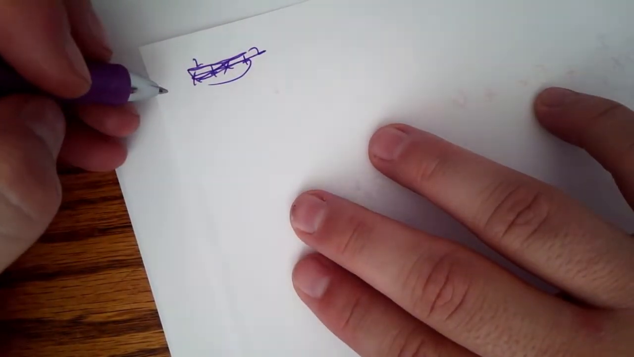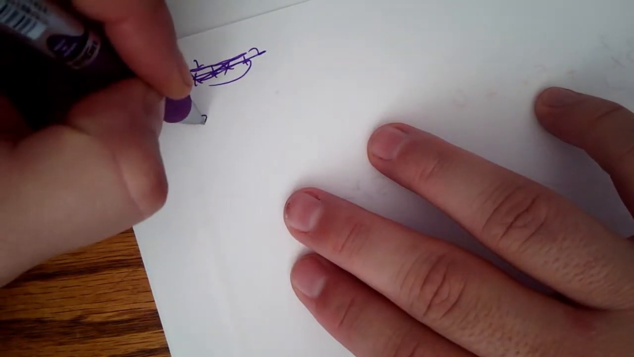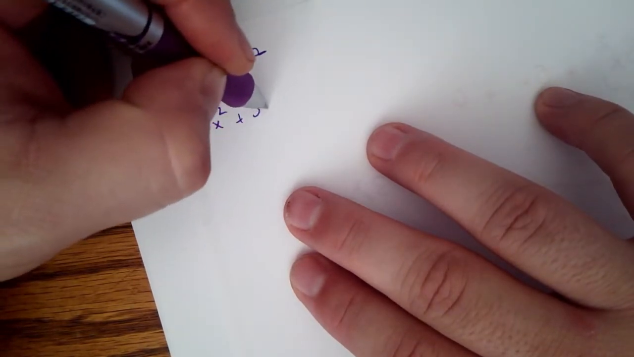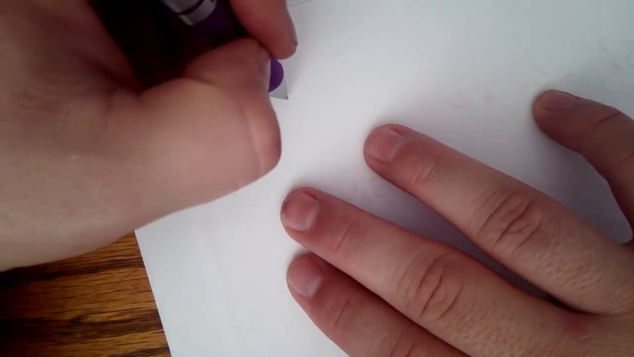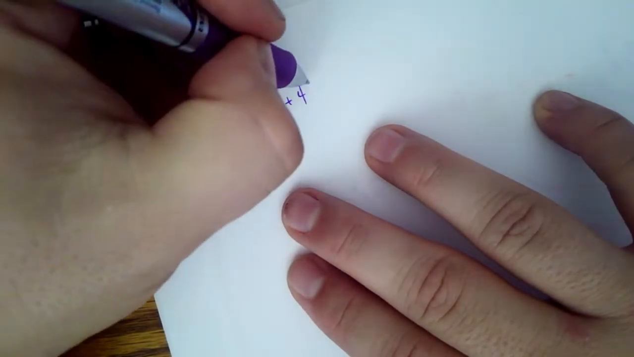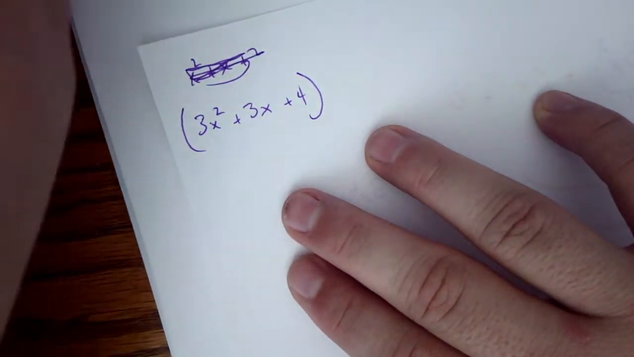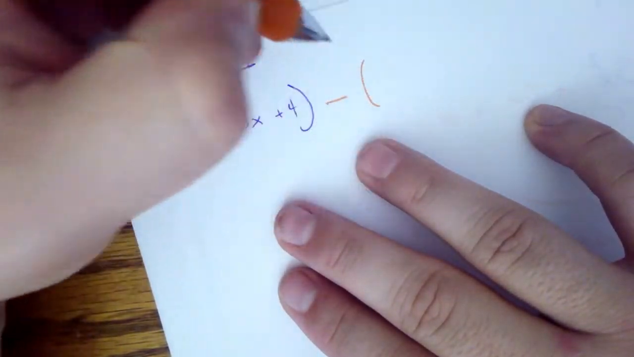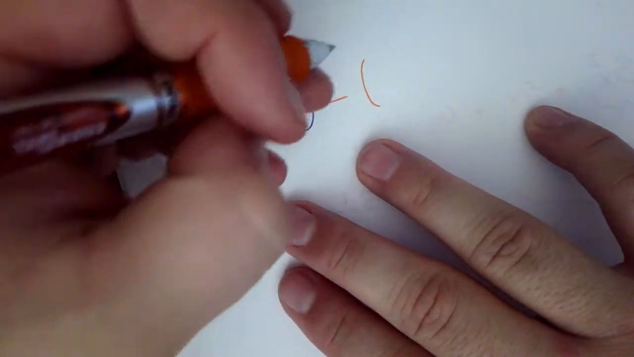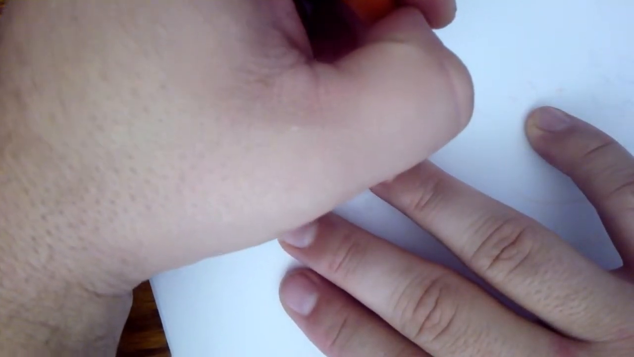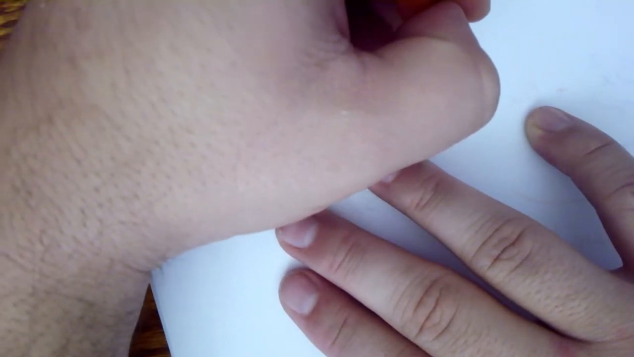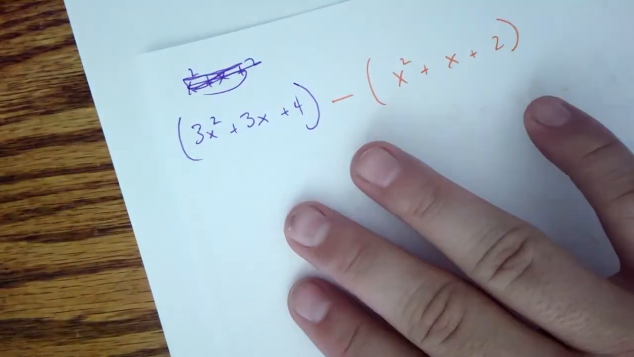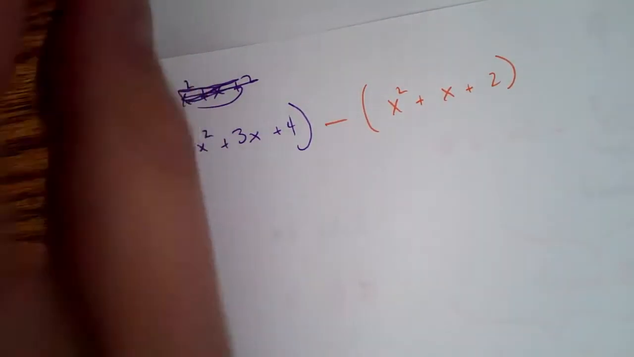So that's going to be 3x squared plus 3x plus 4. Okay? All right, so I'm subtracting the other one. So I am subtracting x squared plus x plus 2.